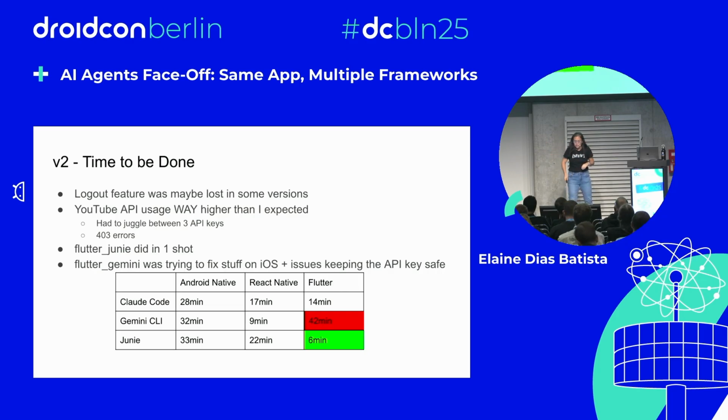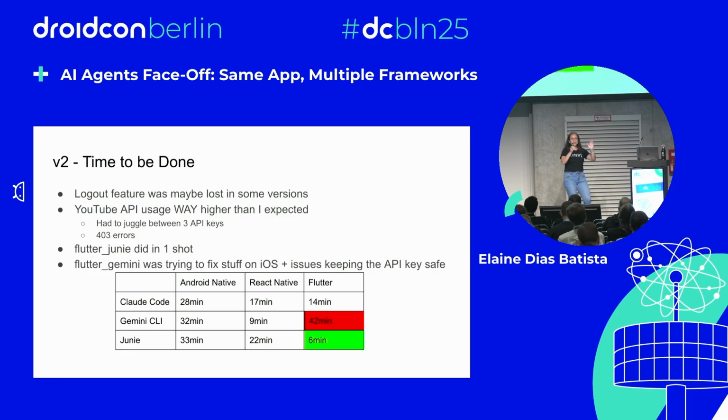And you can see Flutter with Gemini took the longest because I also had the requirement to say, okay, I have this API key. This API key should not be committed to GitHub, so keep it safe. Do some kind of configuration file or whatever, and keep it safe. I had issues doing that, and also I had some crashes or errors, doesn't matter.